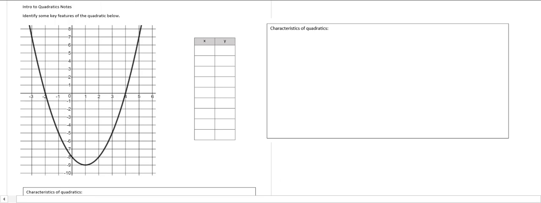In this video, we are going to talk about some characteristics of a quadratic graph. So we can see an example of a quadratic graph right here on this left-hand side. And a quadratic graph is actually what we call a parabola. So the U shape that we see here, again, is what we call a parabola.